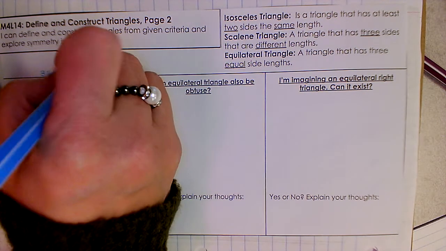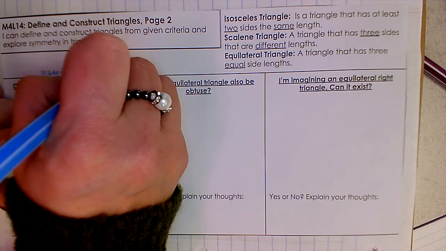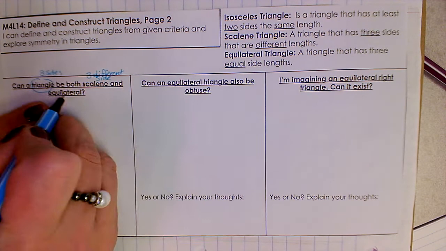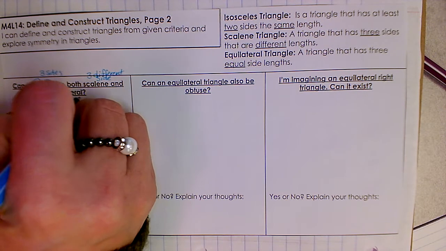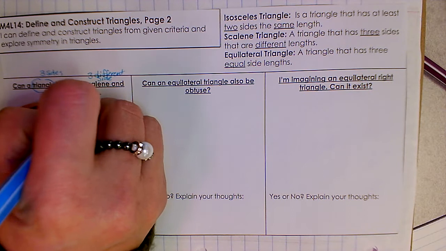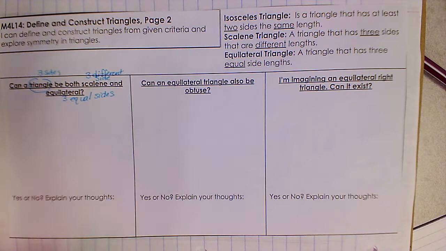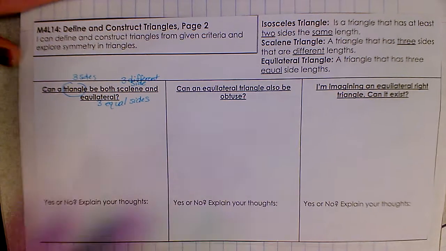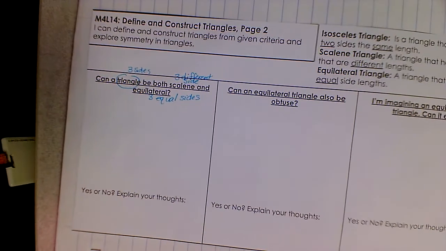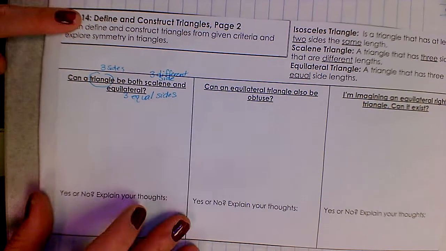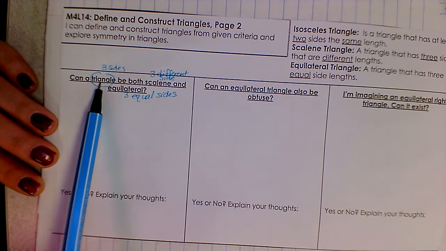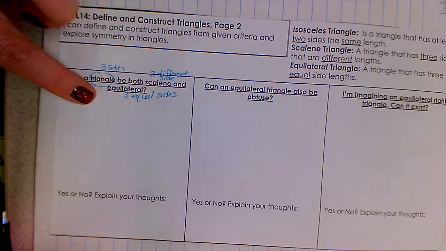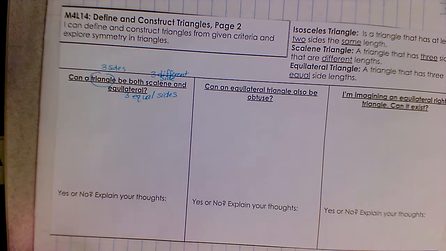Well, I know scalene is 3 different sides, and equilateral is 3 equal sides. Oh man, I can already see some conflicting things here. So I kind of use that definition. That definition is pretty important on those words. Okay, so I can make a triangle. But it says, can it be scalene and equilateral?